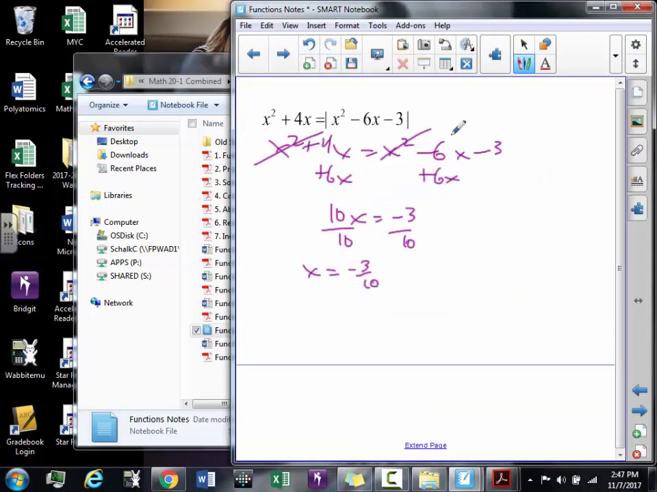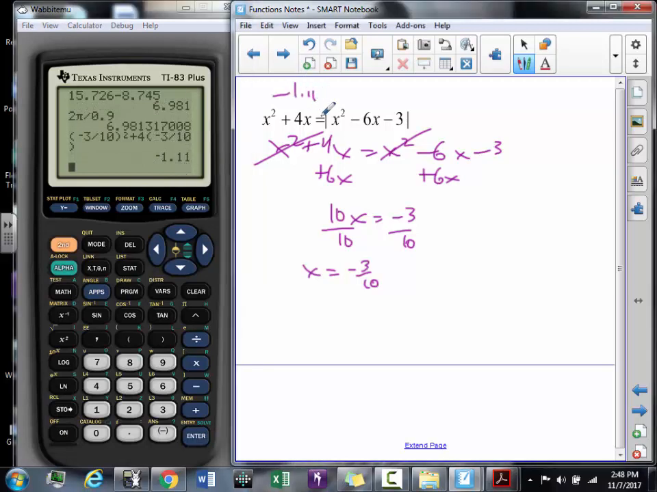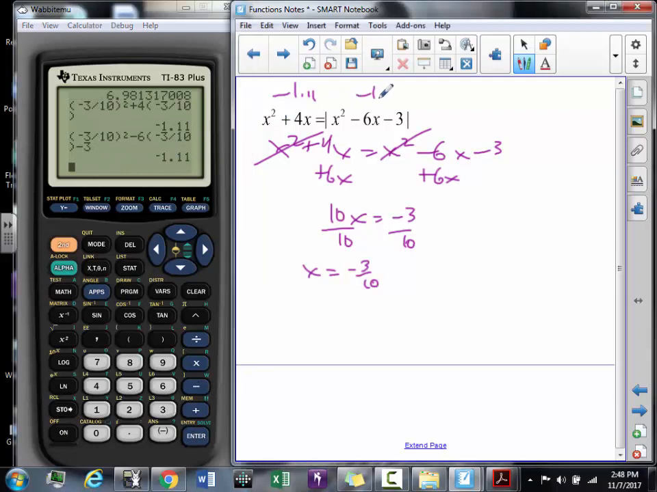Okay, let's check it. I didn't intentionally make any mistakes this time, so I'm not trying to fool you. Negative 3 over 10 squared plus 4 times negative 3 over 10 gives me negative 1.11. This side right here is negative 1.11 when I plug negative 3 over 10 in. So far so good. Now let's try the other side. I'm going to plug in negative 3 over 10 squared minus 6 times negative 3 over 10 minus 3. I'm going to get negative 1.11.